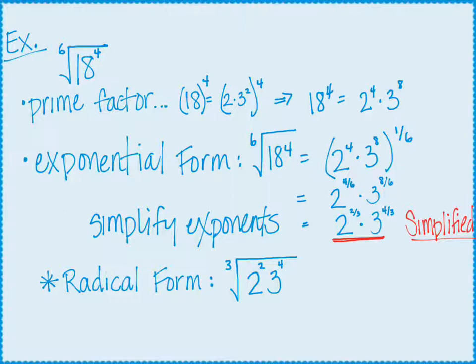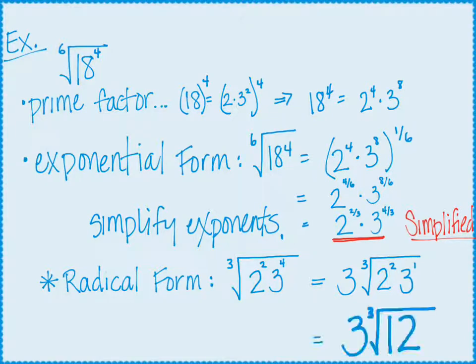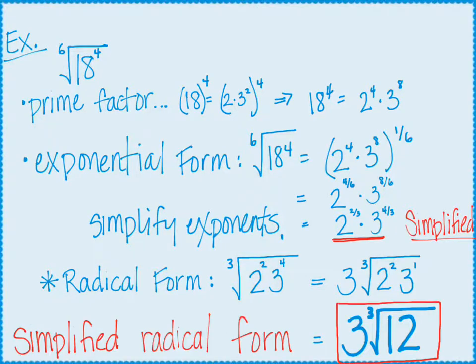And it would be 2 squared and 3 to the 4th. But 3 to the 4th, I have enough that I can take that out. That's 3 to the 3rd times 3 to the 1st. So one of the 3's can come out, and one of the 3's is left behind. So the cube root of 2 squared, 3 to the 4th, reduces to 3 times the cube root of 2 squared, 3 to the 1st. And 2 squared is 4, 3 times 4 is 12. So my final answer in radical form, simplified radical form, is 3 cube root of 12.